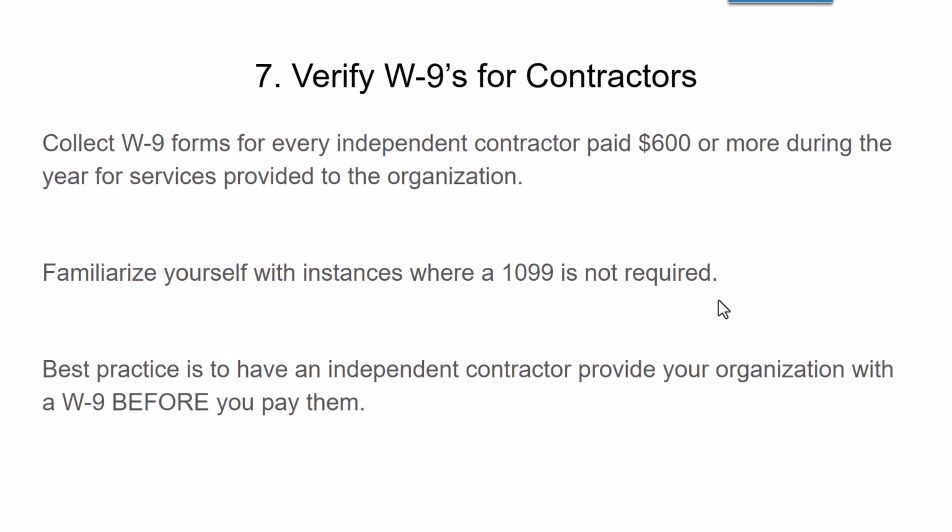Verify W-9s for contractors. So you want to make sure you have a W-9 for every independent contractor that's paid $600 or more during the year for services that were provided to the organization. Right? And the best practice is to have the independent contractors provide you with the W-9s when you first hire them before you pay them. Okay, that's really the way the IRS expects you to do it. So it's a good idea to work that into your workflow.